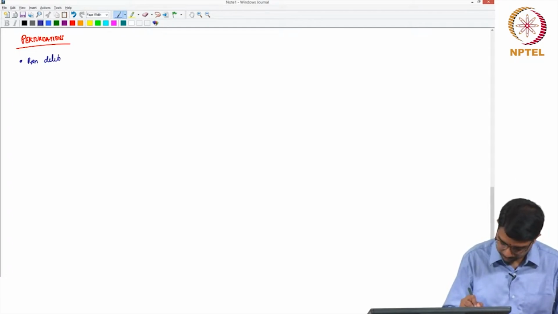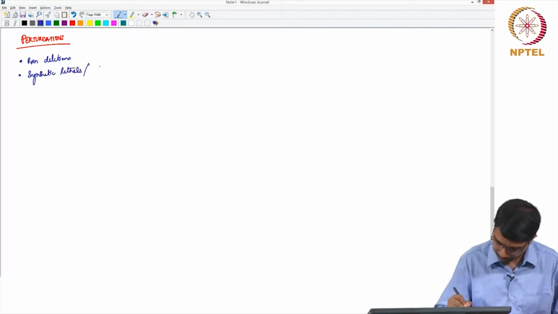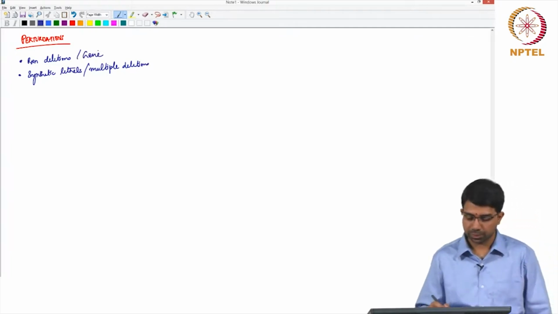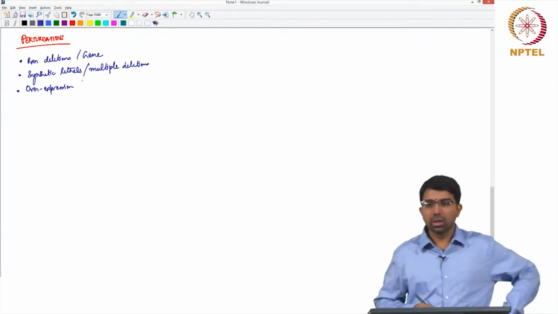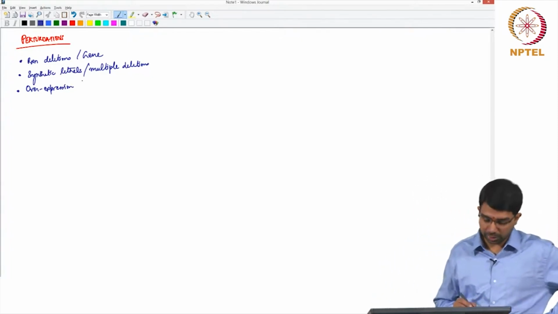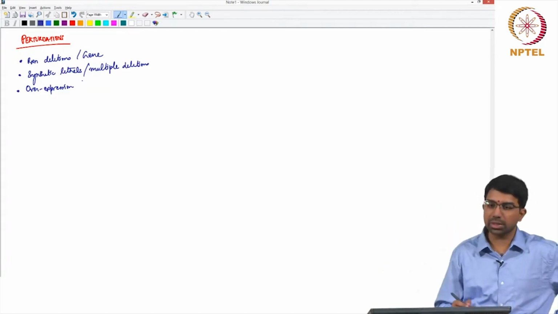Reaction deletions, synthetic lethals or multiple deletions, so you can also delete genes, and lastly overexpression. Now, let us just stop for a moment and think back, how do you simulate each of these?